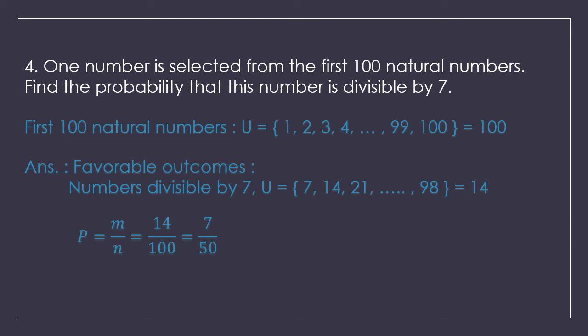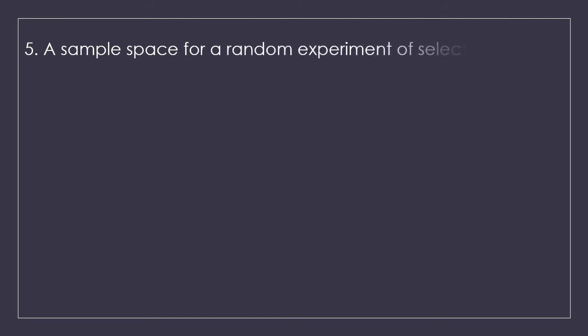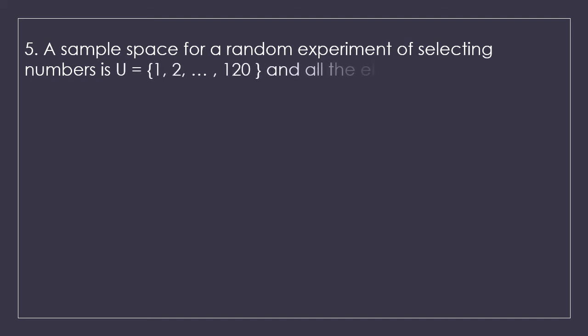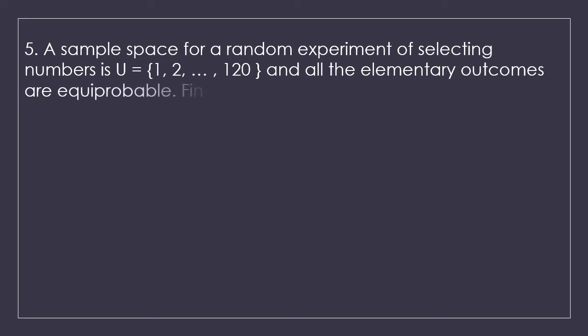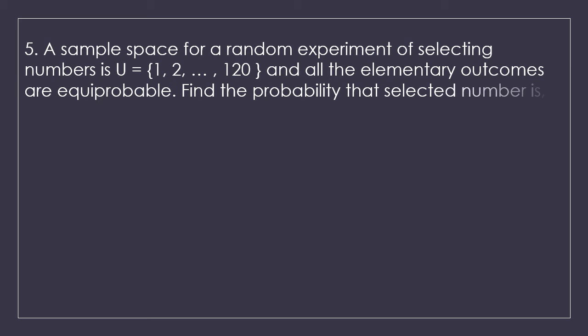Okay, let us move on. The fifth question, the last question of this tutorial, but this is again a lengthy one. A sample space for a random experiment of selecting numbers is S = {1, 2, dot dot dot, 120}, and all the elementary outcomes are equiprobable. Okay, that is a given thing, of course. Find the probability that the selected number is, but before that, first question, a multiple of 3. Okay, the selected number is a multiple of 3. I will name it as event A. That number is a multiple of 3.